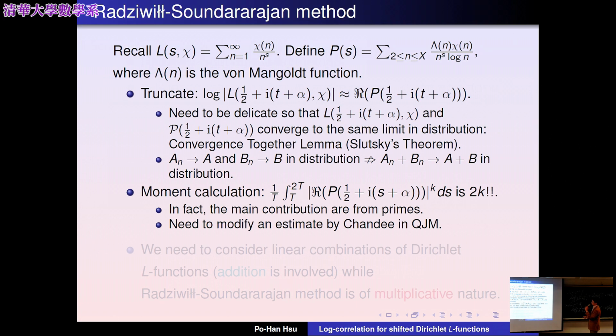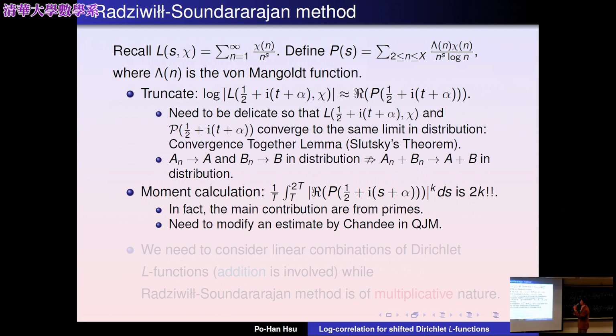So you use that, and in this proof, it can be shown that the main contribution to this moment is all from prime numbers. This looks maybe hard, but in fact, all the contributions are prime numbers. So then that would reduce to the sum of 1 over p, where p is less than or equal to x. That would be log log x. That's why log log t appears everywhere.